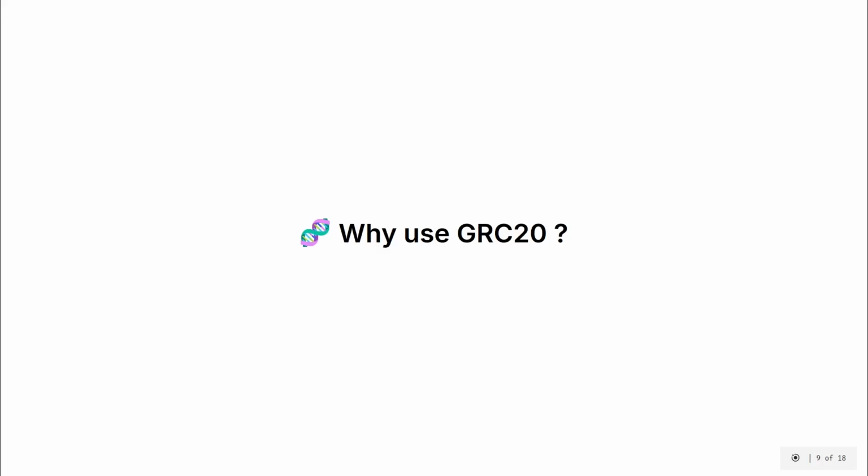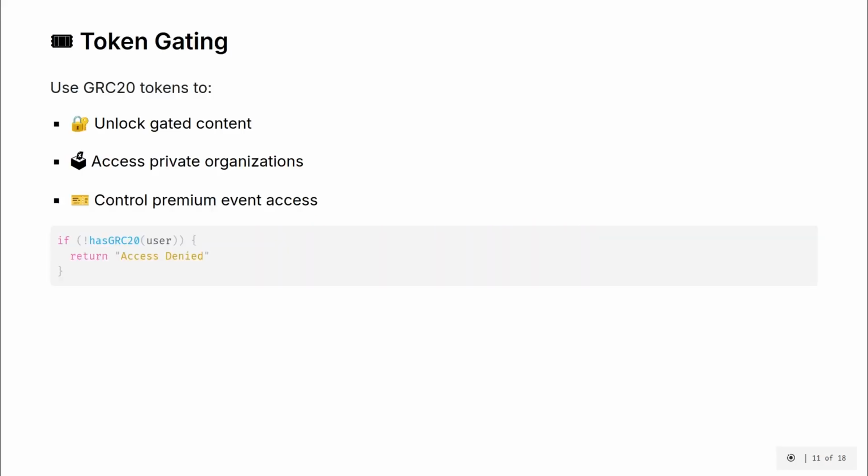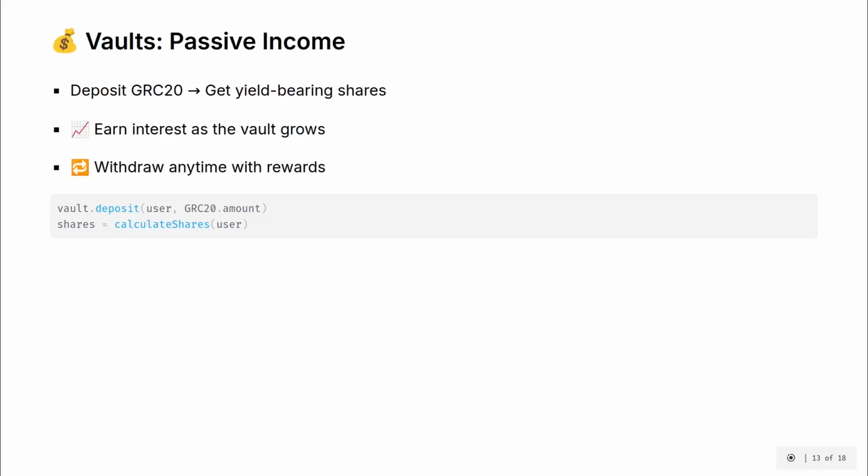What are the use cases of GRC20? First is token gating. Let's say you have some hidden content and you want to verify if someone holds a certain number of GRC20 tokens. With it, you can access private organizations, control premium event access, and many more. Second is the vault. It is any realm where you can deposit a certain amount of tokens and get yield-bearing shares to earn interest, as in our lender-borrower platform. You can withdraw anytime, with a delay, with rewards.